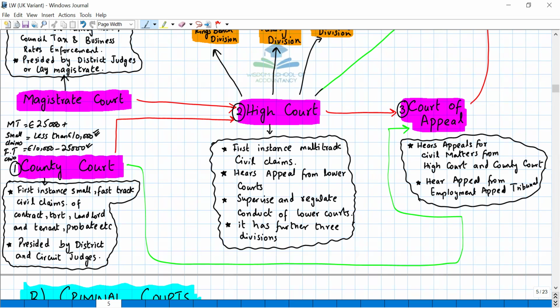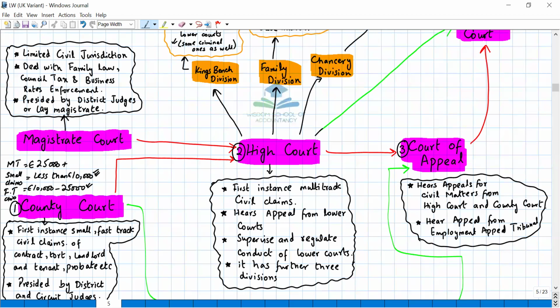Then the next court is magistrate court. Now, magistrate court has a very limited civil jurisdiction, civil authority, because magistrate court deals with most matters that are of criminal origins. But the civil things that the magistrate court deals with are family law, any matter regarding the family, like matrimonial or divorce cases, custody cases, council tax and business rates enforcement.